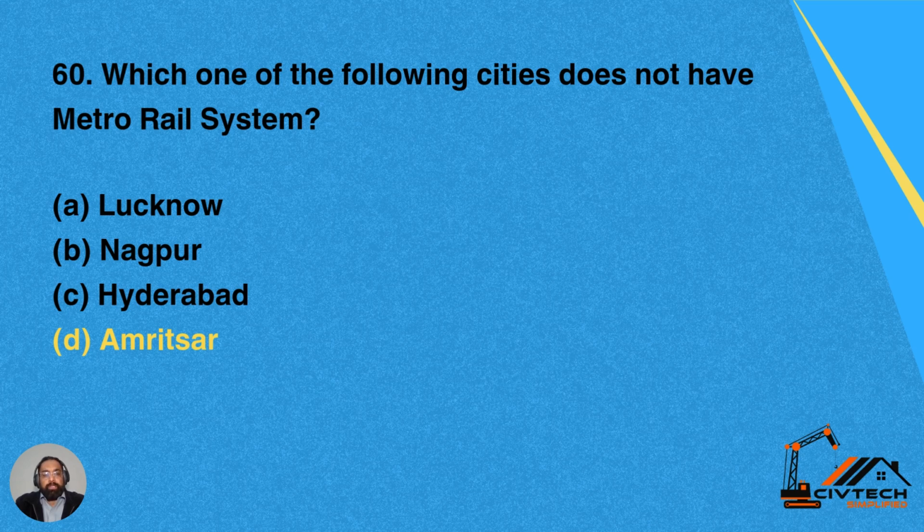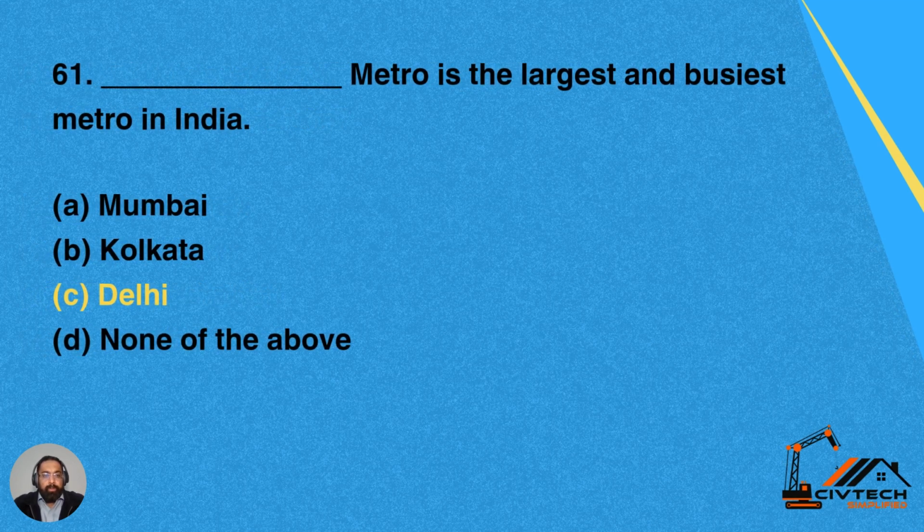Question 60. Which one of the following cities does not have metro rail system? Option A, Lucknow, option B, Nagpur, option C, Hyderabad, and option D, Amritsar. So this question is also related to India. Which one of the following cities does not have metro rail system? It's Amritsar. D is the correct answer.